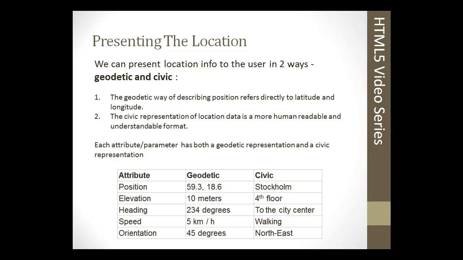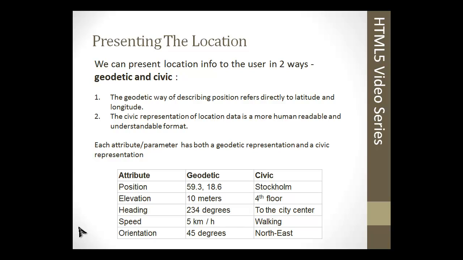So once we successfully obtain the position of the user, we want to present it to them, and we can do that in two ways. There's the geodetic and there's the civic representation, and you'll see down here each attribute has both a geodetic and a civic representation, and the civic is much more human readable, as you can see. When using the geolocation API, you get the geodetic data back from the functions, and you can present the location data in raw numbers, but that's not very useful and not very user-friendly.